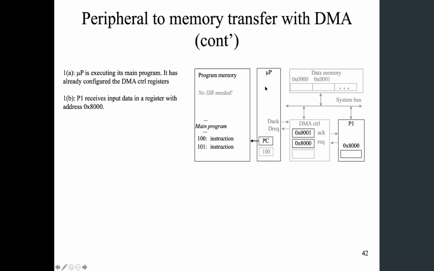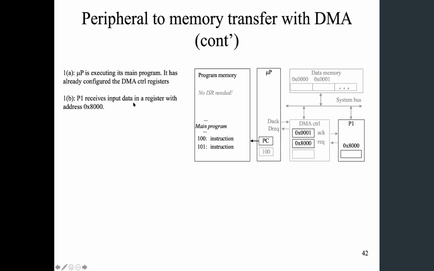So at the very beginning, the microprocessor still executes its main program, and it has already configured its DMA control registers. Now, this step was not shown here, how exactly, but there are ways to talk to the microcontroller like you talk to the peripherals. So the microprocessor will, before everything, initialize these registers. These registers are related to where we want to copy the data to, and also where the data is coming from. Like this is the destination address, and this is the source address.